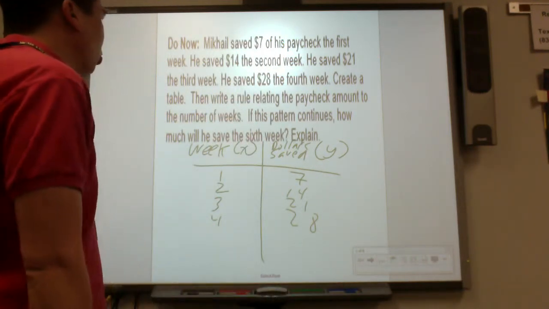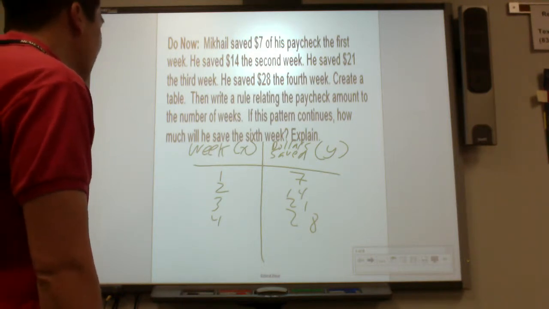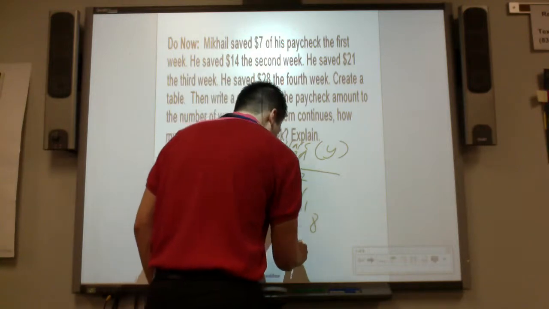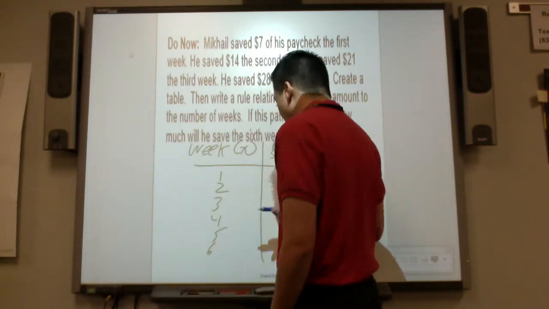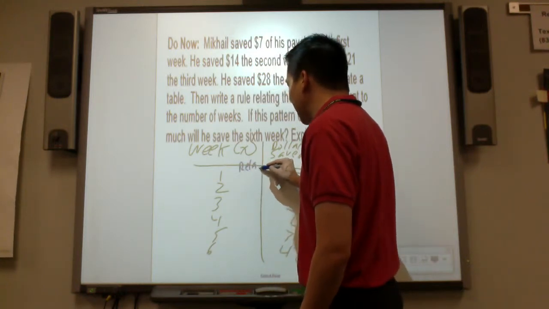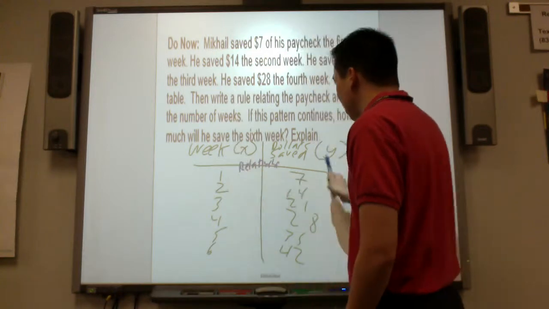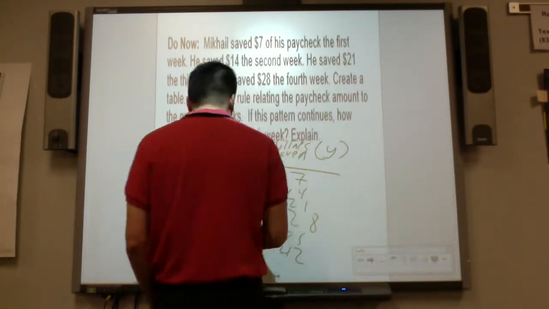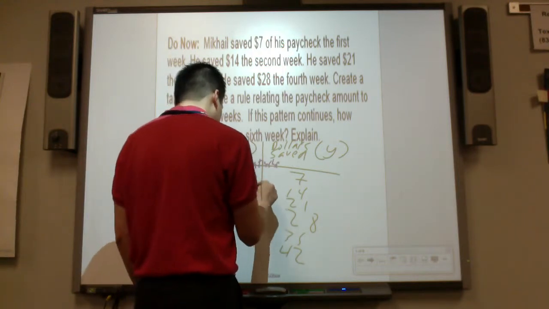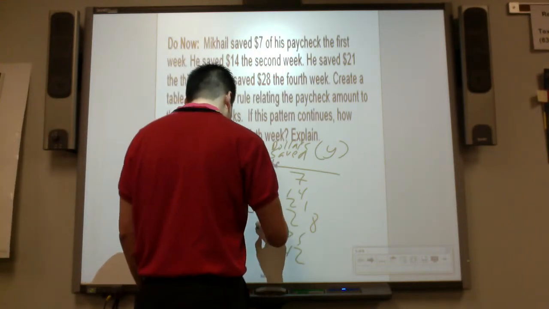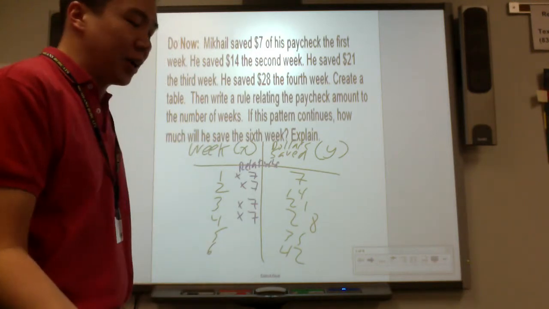Then write a rule relating the paycheck amount to the number of weeks. If this pattern continues, how much will he save the 6th week? 5 is 35. 6 is 42. So what is the relationship? Usually there is a column right here that says relationship. What is the relationship from the independent to the dependent? From what I can tell, you are building it up by 7. So the rule is times 7. That's a scale factor here.